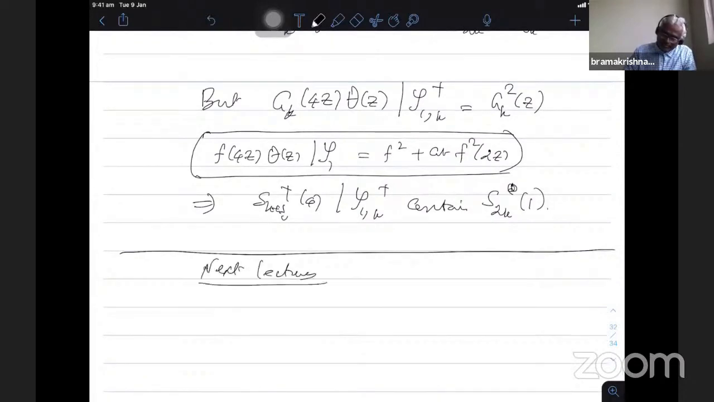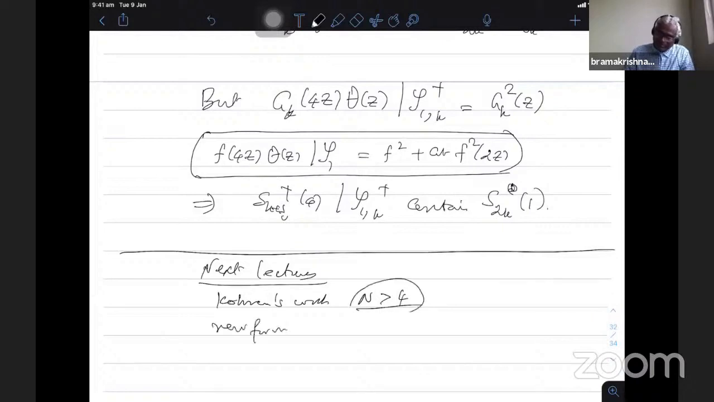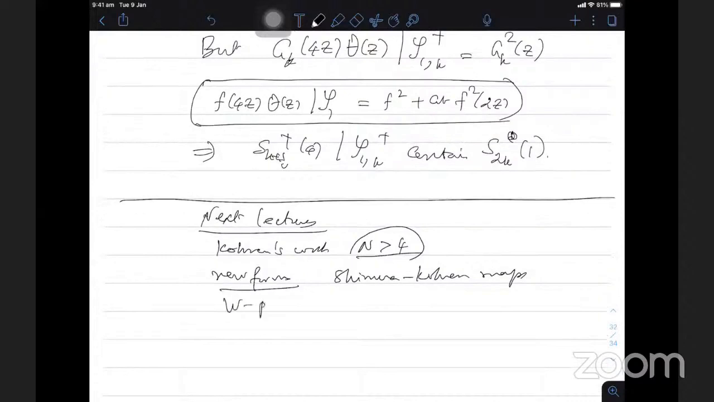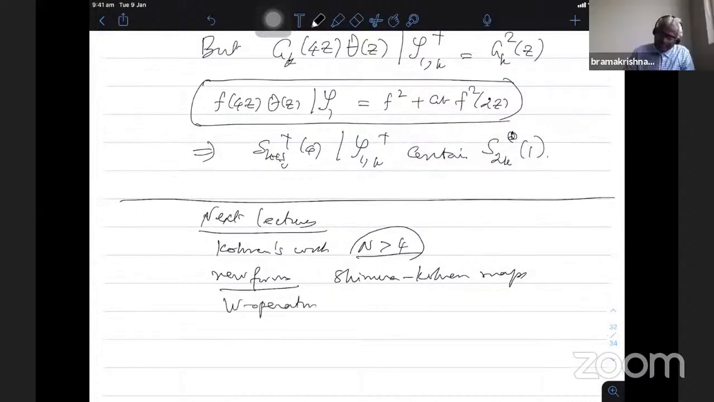So again Kohnen's work. These are all for N greater than or equal to 4, so N equal to 4 and N greater than 4 with 4 dividing N. Then newforms, and then again the Shimura-Kohnen maps. And then the W operators play a role. And then comes the Shintani lifting.